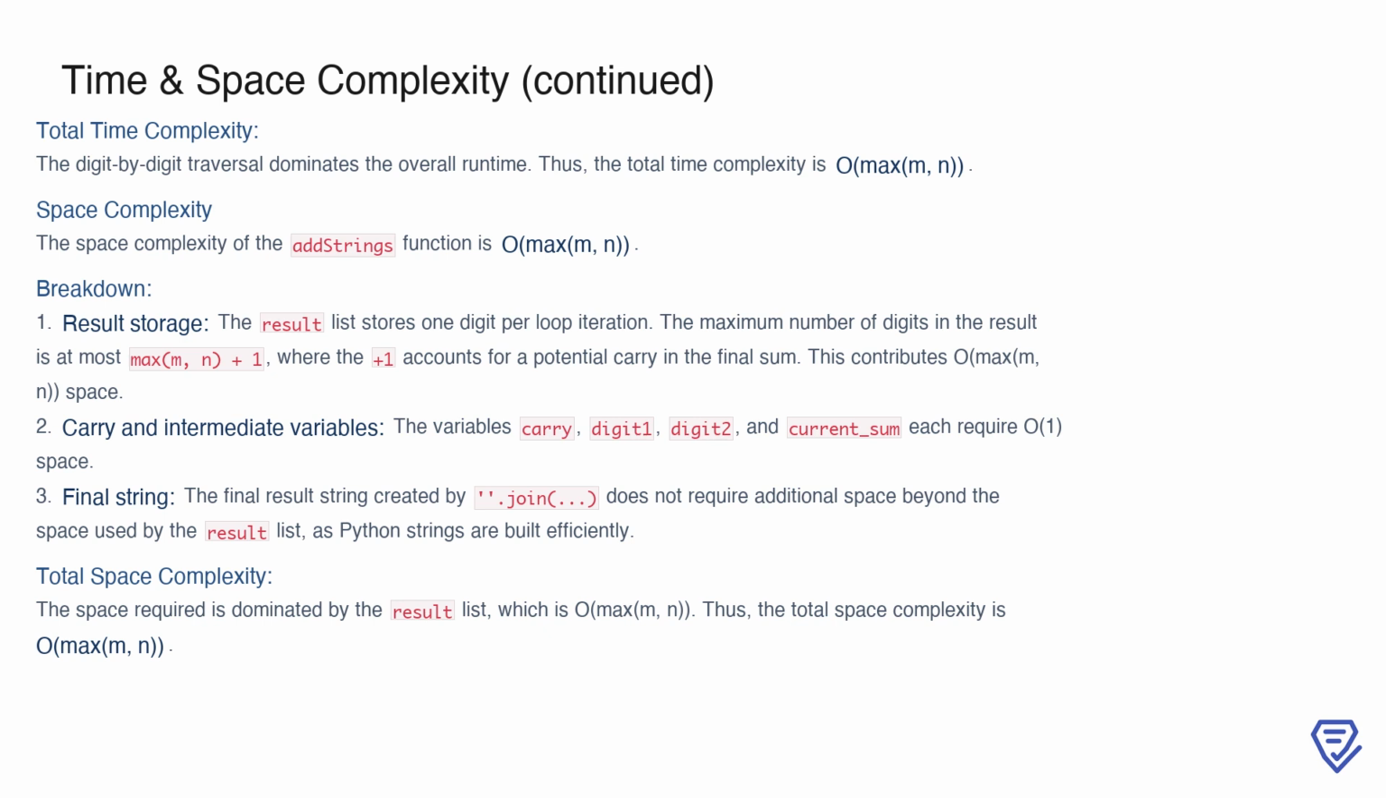Other variables, such as carry, digit 1, digit 2, and current_sum only require constant space, O(1). When we generate the final result string using .join, no additional space is required beyond the memory already allocated for the result list, as Python builds strings efficiently. Thus, the total space complexity is determined by the size of the result list and is O(max(m, n)).